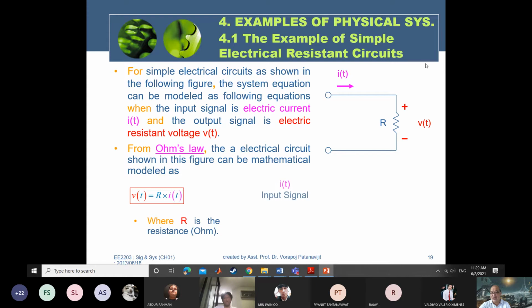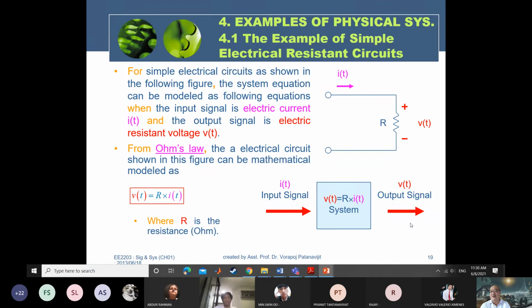Therefore, in this case, instead of drawing the circuit detail, you can draw it as a block diagram here. If the input is 5 amps, the output is equal to R multiplied by 5, which is V. This is the real circuit, and this is the block diagram that you can sketch.